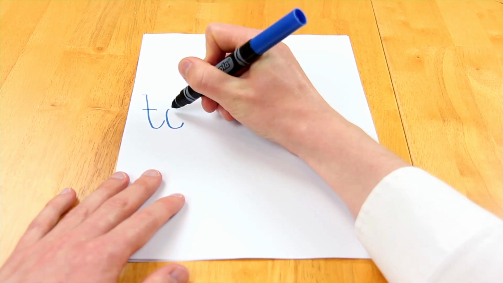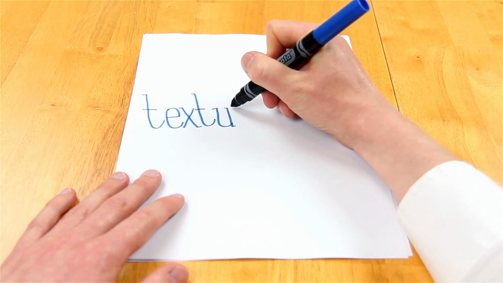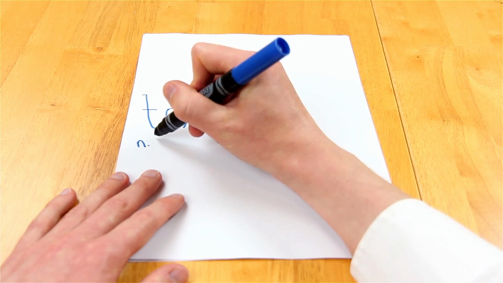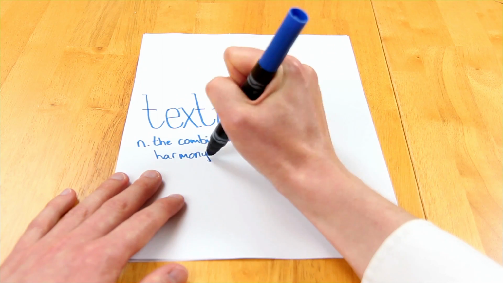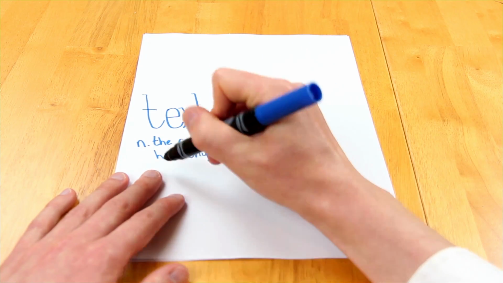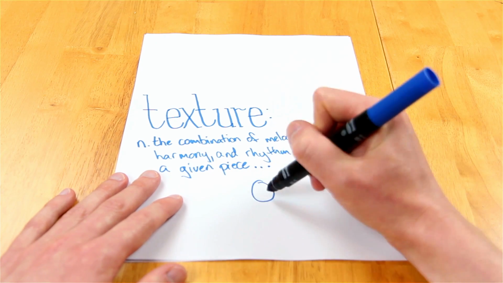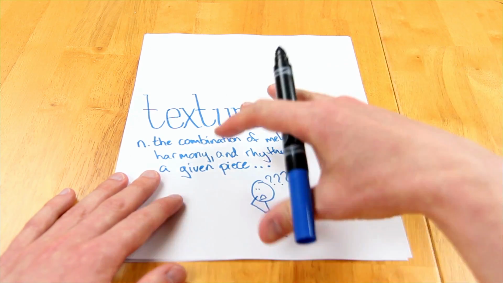I'm Steve, and as you may have noticed, music has a lot of terms that mean more than one thing, and texture is no exception. The most all-encompassing definition is the combination of melody, harmony, and rhythm of a given piece, but as you may have noticed, there's really not much else to music at all, so we're kind of just saying the everything. So let's look at some examples.